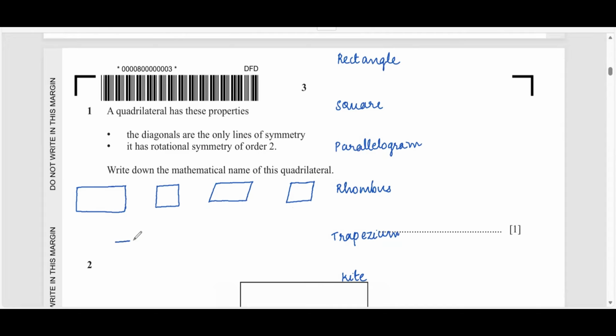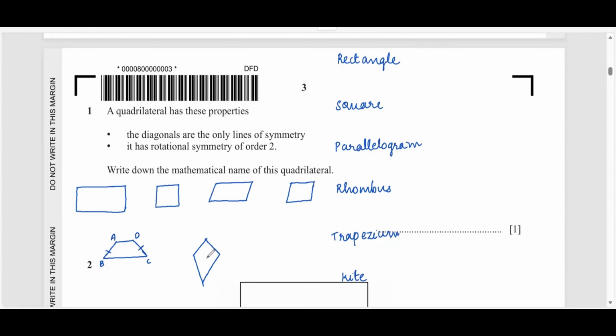And then we have a trapezium or trapezoid. Here I'm going to take an isosceles trapezium or isosceles trapezoid. Isosceles means these two sides will be equal. For example, if this is A, B, C, D, AB and CD. If these two sides are equal, we say that it is an isosceles trapezium. And we have a kite.